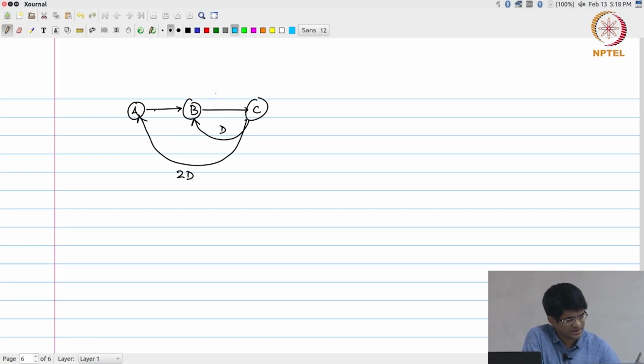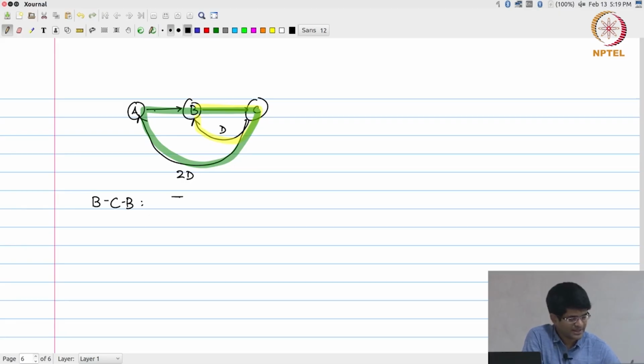One of the loops that I have is this one over here, and the second one is this one over here, which basically means that the BCB loop. That is one way of indicating what the loop is. It goes from B to C and then back to B, so that completes the loop.